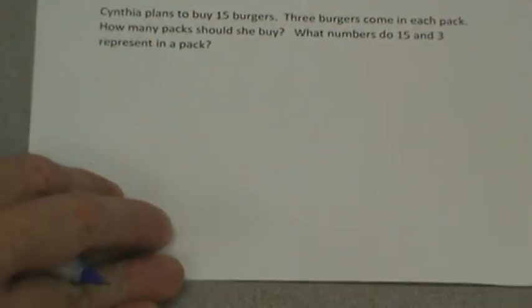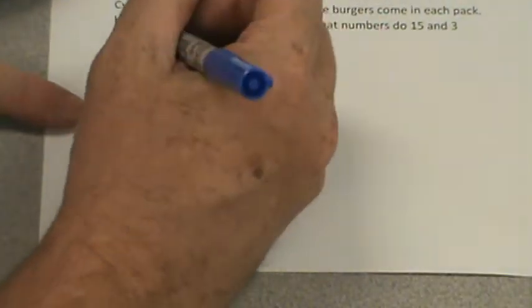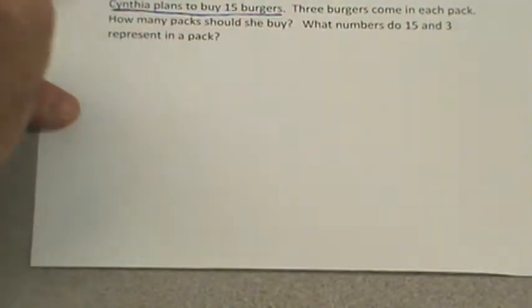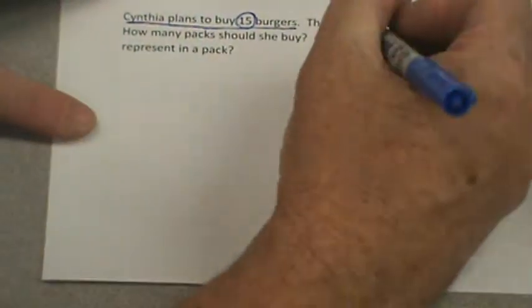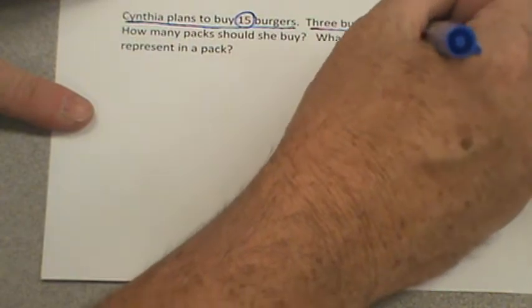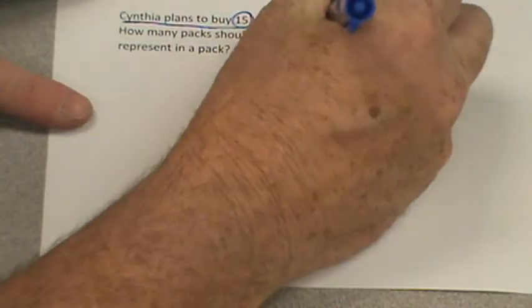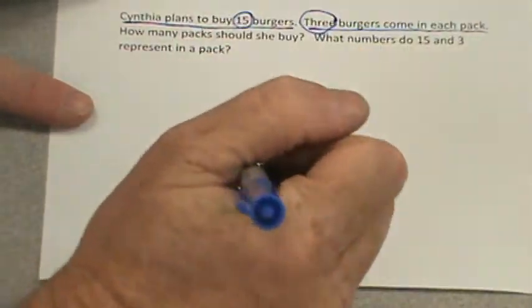All right, let's continue on with Cynthia's party. Well, Cynthia plans to buy 15 burgers. Huh. She has 18 guests and she's only buying 15 burgers. Maybe the other people are vegetarians. We'll circle the 15, okay? And then 3 burgers come in each pack when she goes and buys them at the butcher's shop. They sell them 3 apiece.